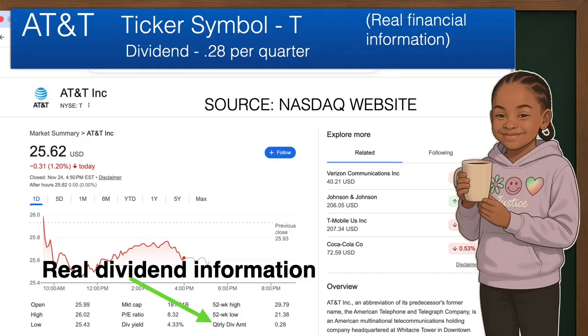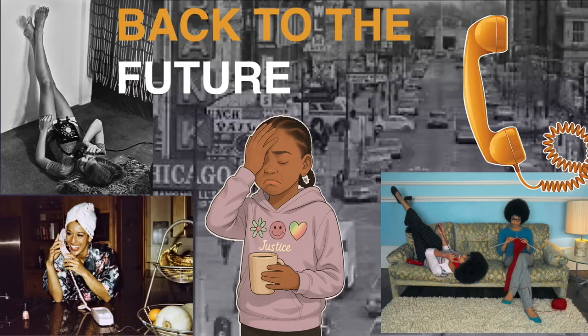Let's talk about AT&T. They help people stay connected with phone and internet service. Back in my day, your phone wasn't in your pocket. It was stuck to the wall. You didn't tap a screen, you dialed a number. And if that cord twisted up on you, you were in trouble.